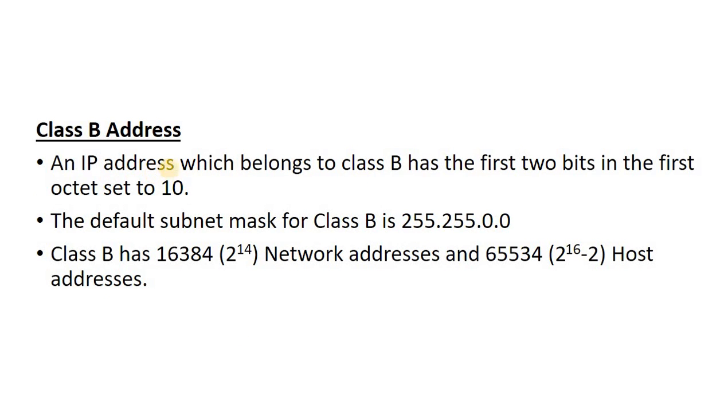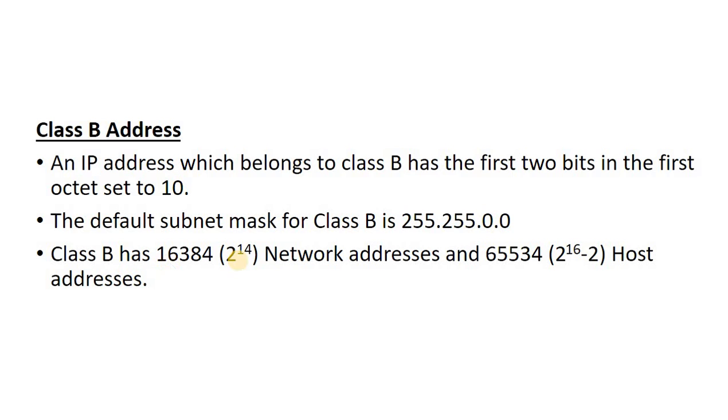An IP address which belongs to Class B has the first 2 bits in the first octet set to 10. The default subnet mask for Class B is 255.255.0.0. So in contrast to Class A, Class B has more bits for the network part, and it has 2 octets, or 16 bits, for the host part.